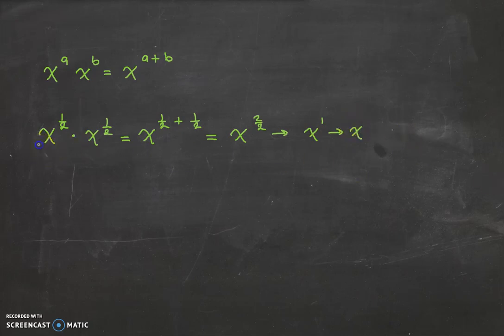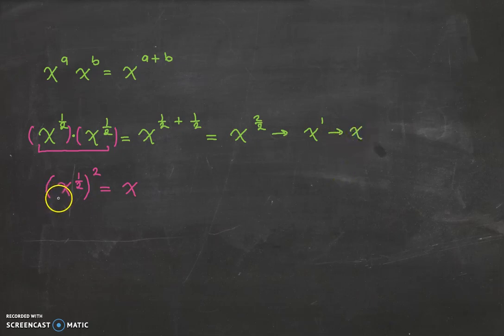Now, I'm going to rewrite this term here as x to the 1/2 squared. Now I have x to the 1/2 times x to the 1/2. I see that that is just x to the 1/2 squared. Now, I'm going to say that that equals x. We already solved that over here.